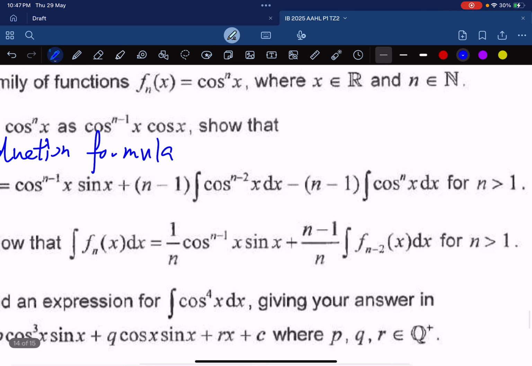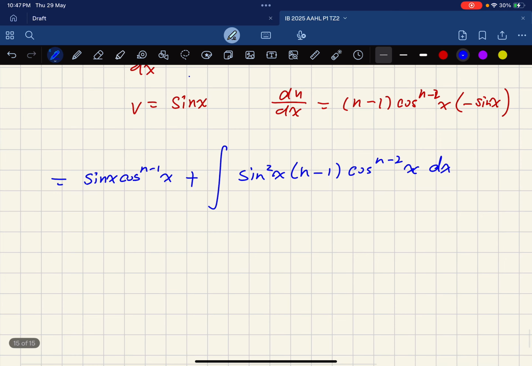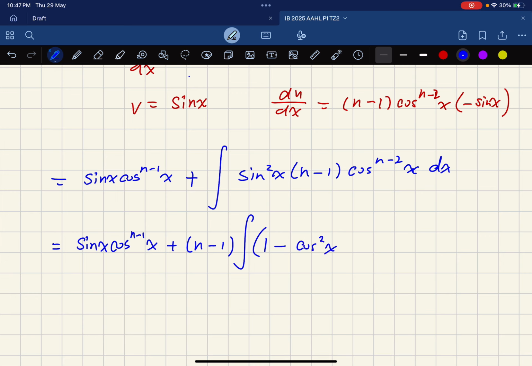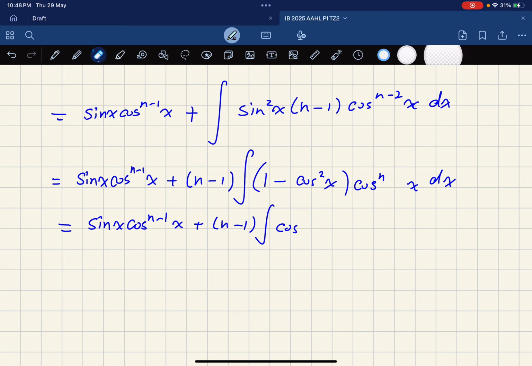Okay, so we got n minus 2 already. We want the cosine power of n, so we want cosine only, right? First of all, let's factorize the n minus 1 out first. Sine squared, let's change this to cosine squared, so 1 minus cos squared. To be honest, this question is not hard, but there are a lot of things to memorize. I think we have the answer already. So we expand everything, then we have sine x cos n minus 1 x plus n minus 1 times the integral of cosine n minus 2 x. Sorry, this is n minus 2, not n minus x.